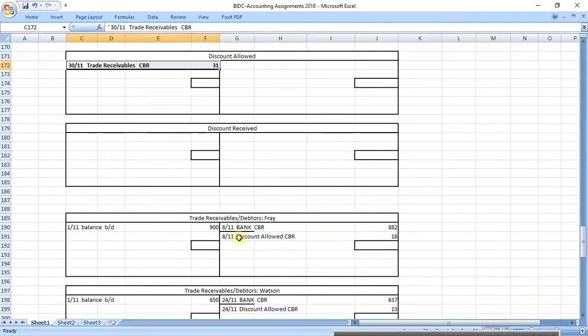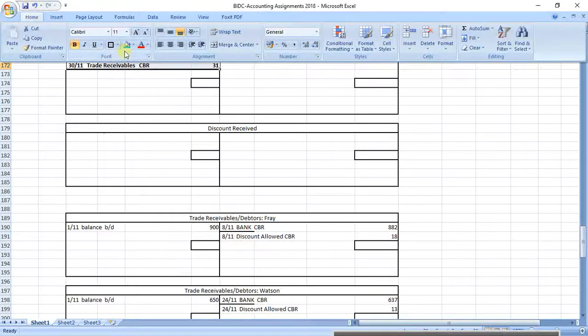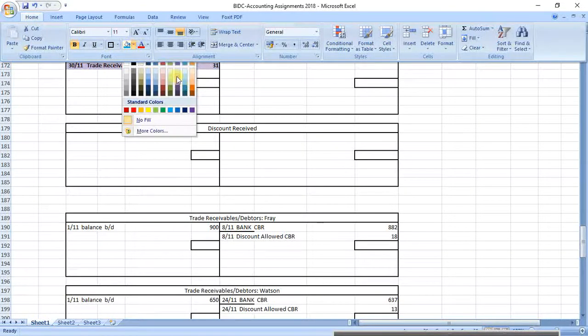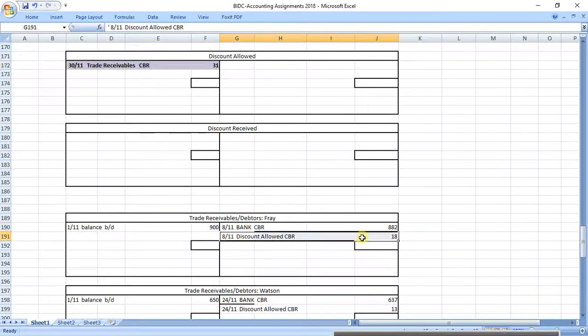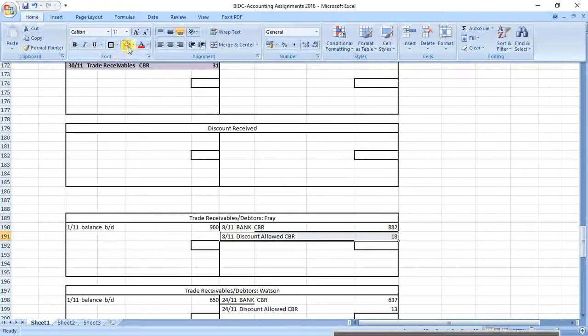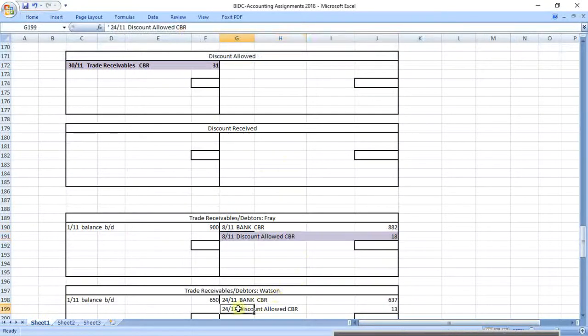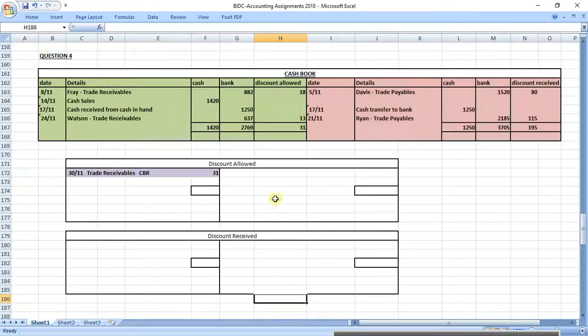31 is there. 31 makes up what? Actually, I want to highlight that. It's actually worthwhile. Right, so look, there's 31. The 31 is made up of what? 18 Rand from Frey and 13 Rand from Watson. Does that make sense? Mm-hmm. Okay. Alright, let's record the discount received.